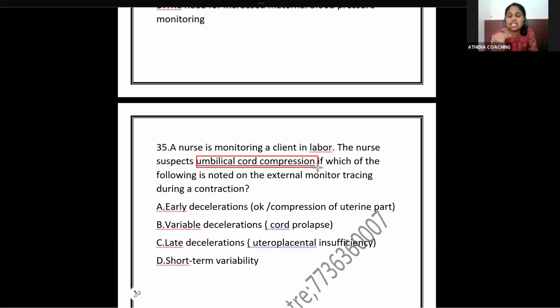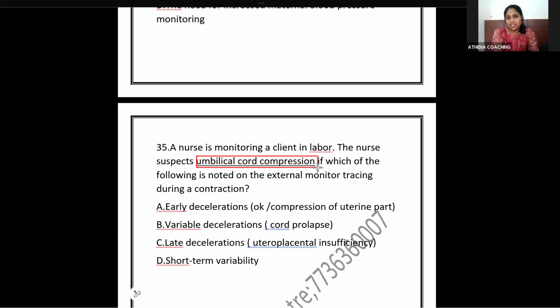The reason for all these decelerations is very, very important. Late deceleration is because of uteroplacental insufficiency. Early deceleration is because of compression, which is a normal thing. And variable deceleration is indicating umbilical cord prolapse. What is the sign of umbilical cord prolapse? A protruding pulsatile mass at the vagina.